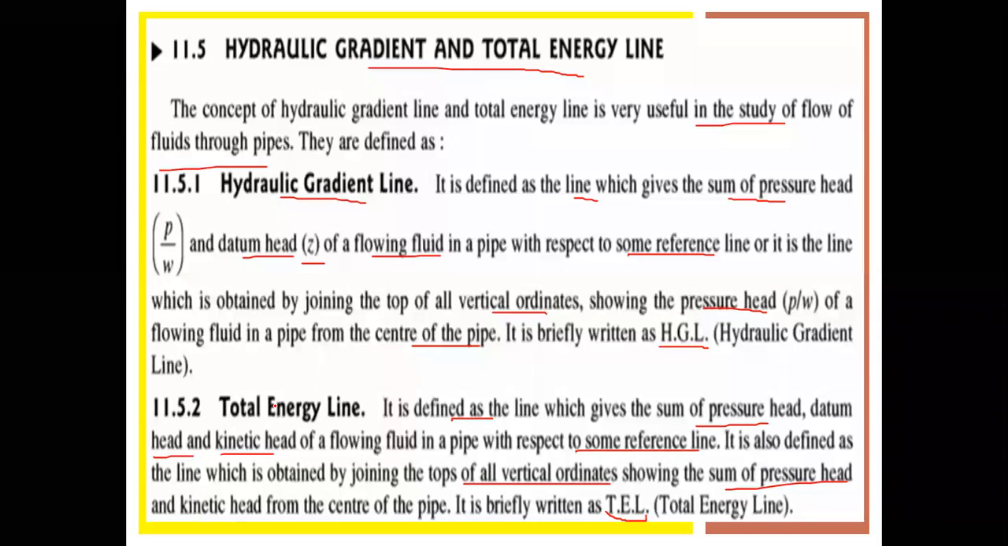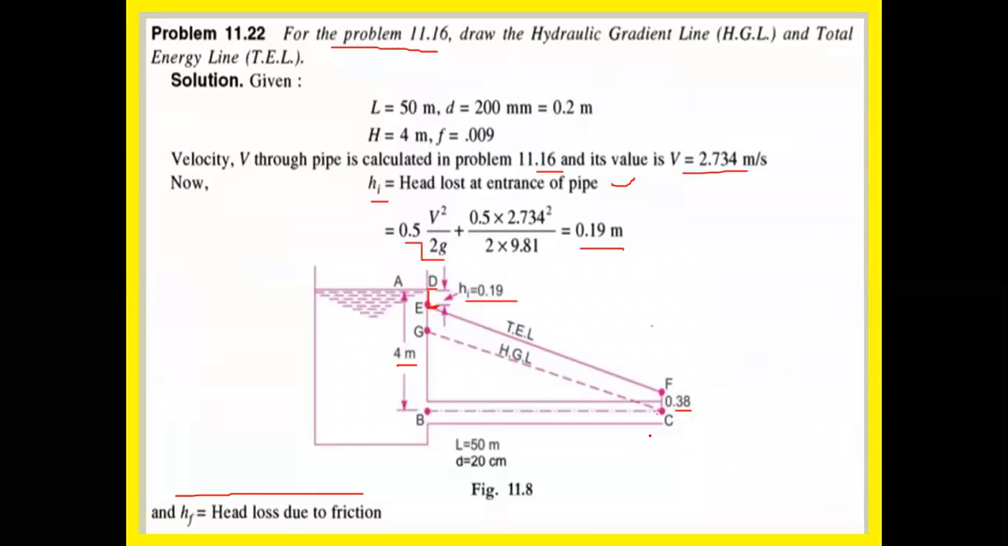Then what is the total energy line? Total energy line is defined as the sum of the pressure head, datum head plus kinetic head of the flowing fluid in a pipe with respect to the reference line. That is nothing but TEL. So now, based upon this problem you have to draw a line. Problem 11.6 we already discussed in the earlier class, same figure, same given data, only the thing you have to find is HI. So this D point, E point and F point is TEL.